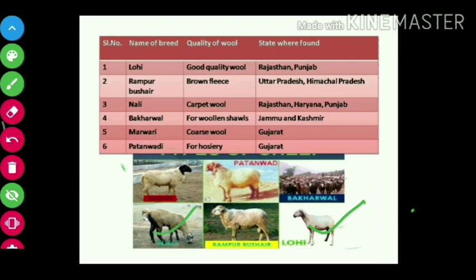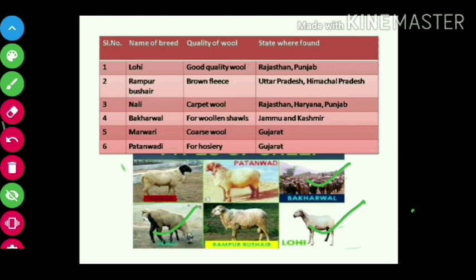Number 3 is Nali. Nali is produced for carpet wool. You have carpet in your home. Natural carpet wool is produced from Nali, and we get it in Rajasthan, Haryana and Punjab. Then Bakarwal. The Bakarwal is for woolen shawls. That is found in Jammu and Kashmir.